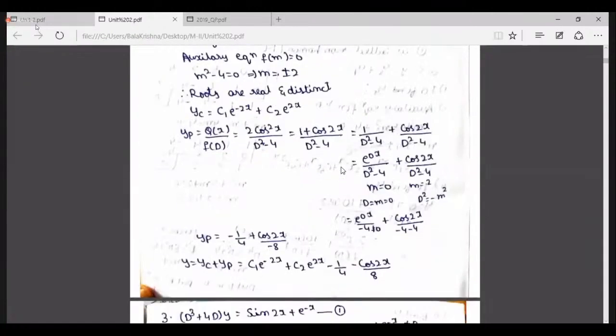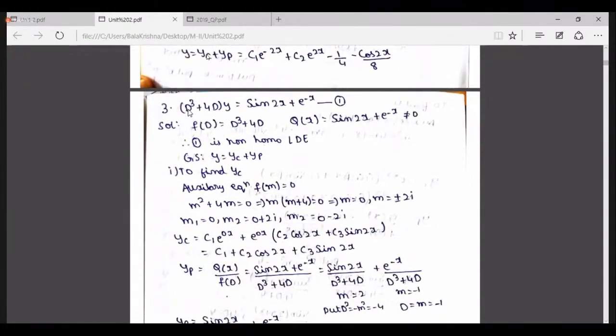Like if you see this one, (D cube plus 4D) y is equal to sin 2x plus e power minus x. Here Q of x has e power mx, the first type, and sin mx, the second type. So both types are involved here. These combination problems are very important, and you should practice these type of questions. Clearly the right side quantity is not equal to 0, so it is a non-homogeneous linear differential equation whose solution is the complementary function plus the particular integral.